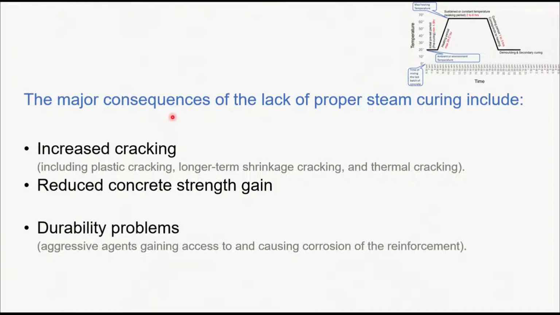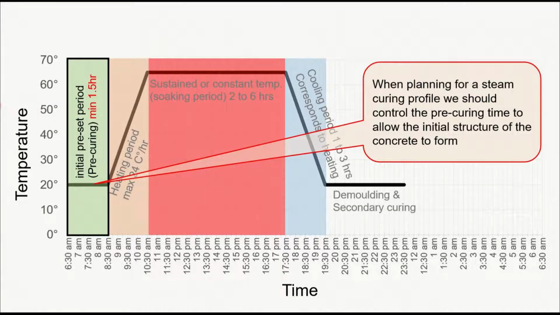The major consequences of the lack of proper steam curing include increased cracking, reduced concrete strength gain, and durability problems. The initial preset stage time ranges from 1.5 hours and could take up to 3 hours, which must be increased for mixes with retardant admixture and cold weather. This period is measured from the time of mixing the last batch of concrete. During this stage, the concrete begins to harden and the initial structure continues to form.